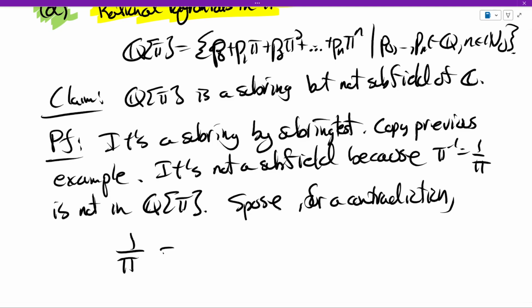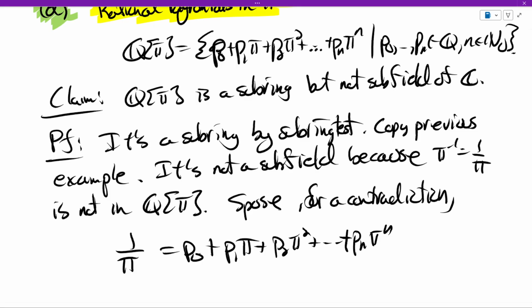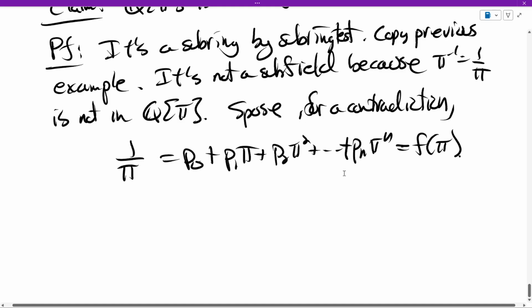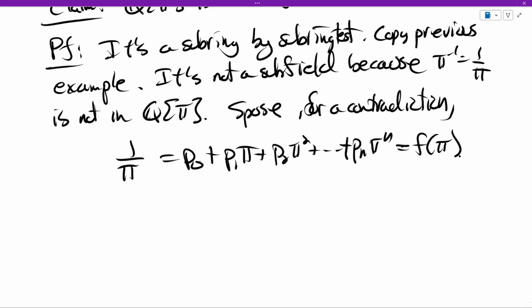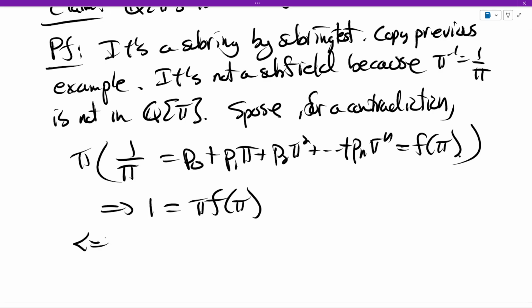And suppose 1 over pi looks like some p0 and so on. Again, I think I'm committing a sin using p's and pi's, but whatever. Such is life. Suppose that's true, and let's just call the right-hand side f of pi, because I don't want to write that over and over again. So f of pi is a polynomial in pi, and it's equal to 1 over pi. So what this tells us then, by multiplying both sides by pi, is that 1 is pi times f of pi, or equivalently, pi f of pi minus 1 is 0.